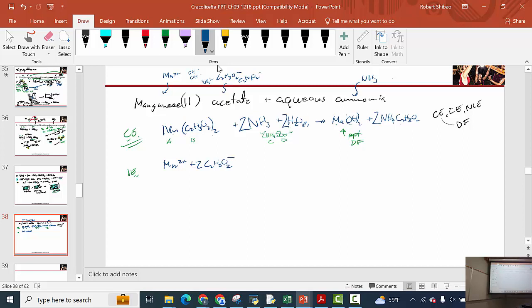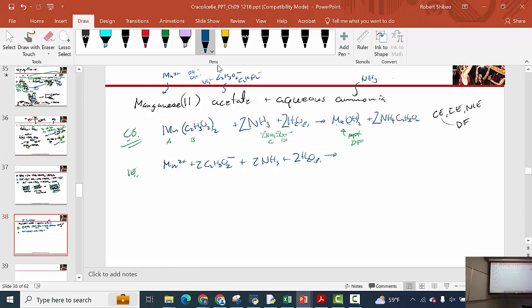All right, that's because all acetates are soluble. Acetates, nitrates, and chlorates are all soluble. So it's a soluble salt. What do we do with ammonia? NH3, yeah, we leave it alone. What do we do with water? We also leave that alone.